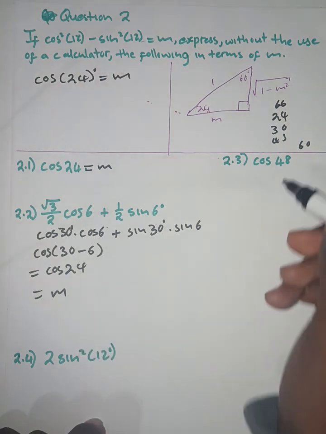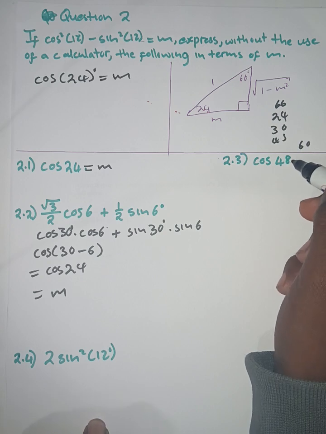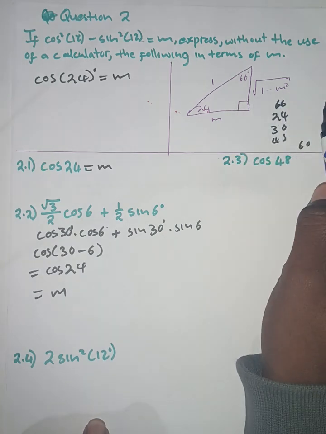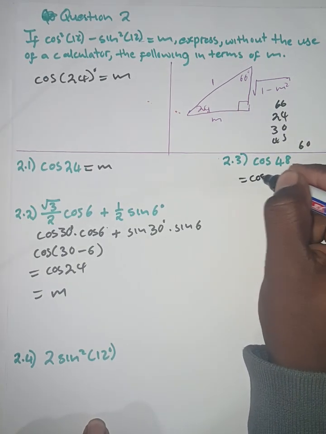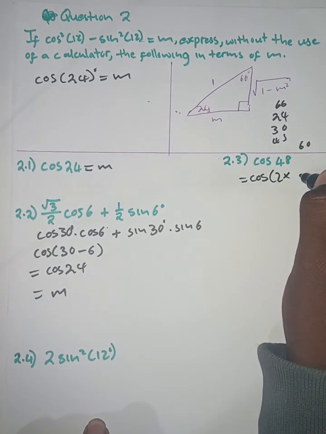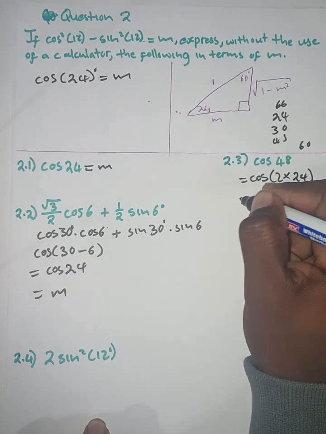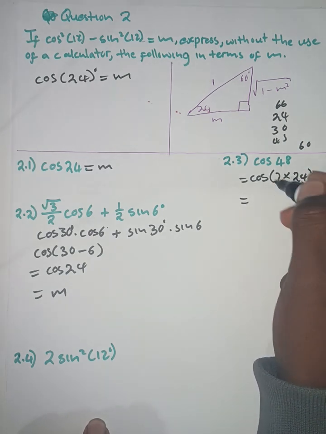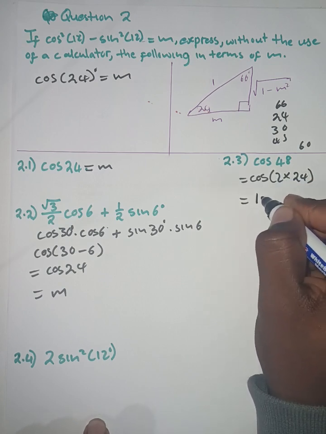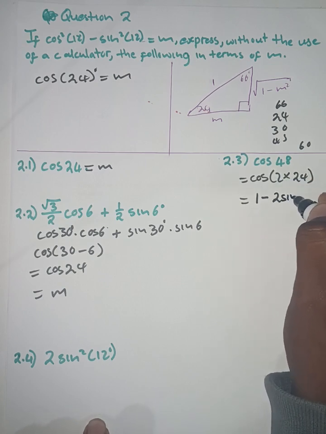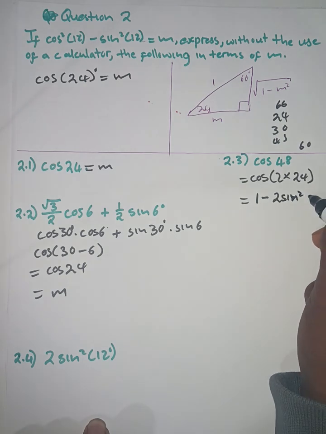Now they want the value for cos of 48, and again you would notice that 48 is a double of 24. So I'm going to rewrite this as cos of 2 multiplied by 24. You can see that this is a double angle for cos, so this would be 1 minus 2 sine squared of 24.